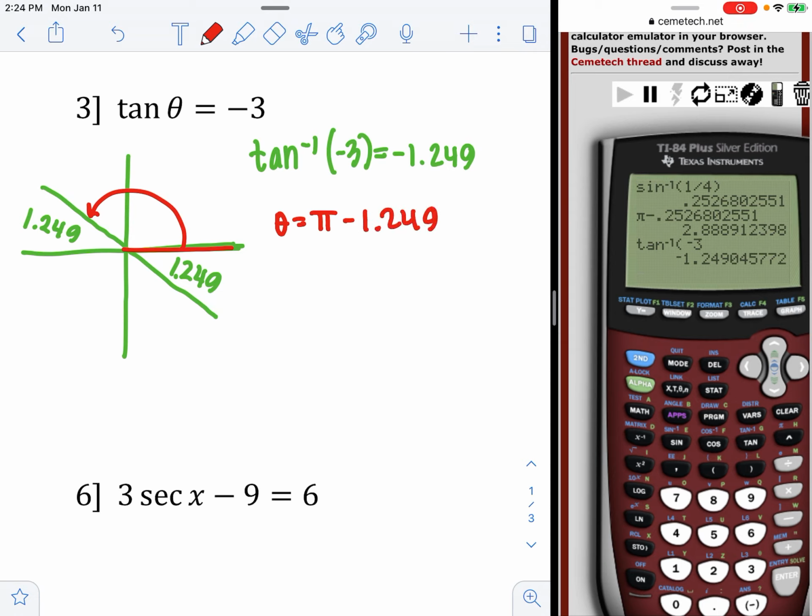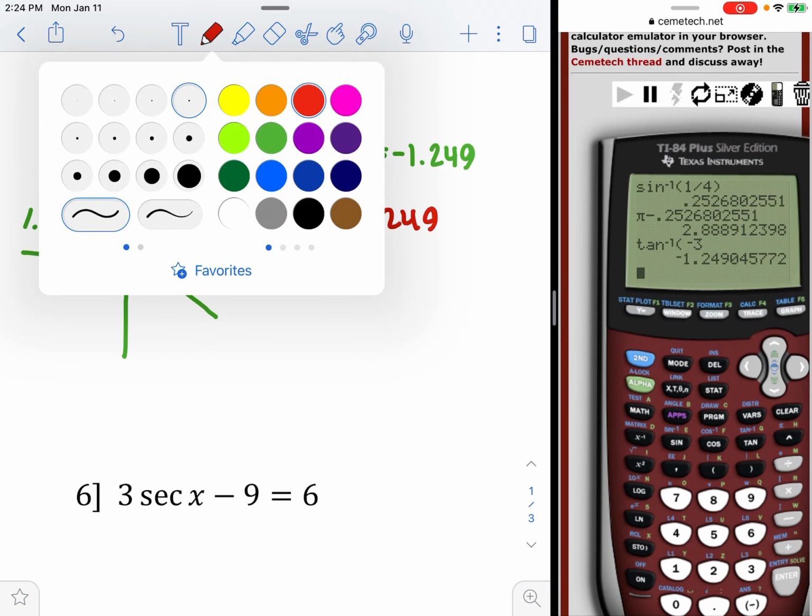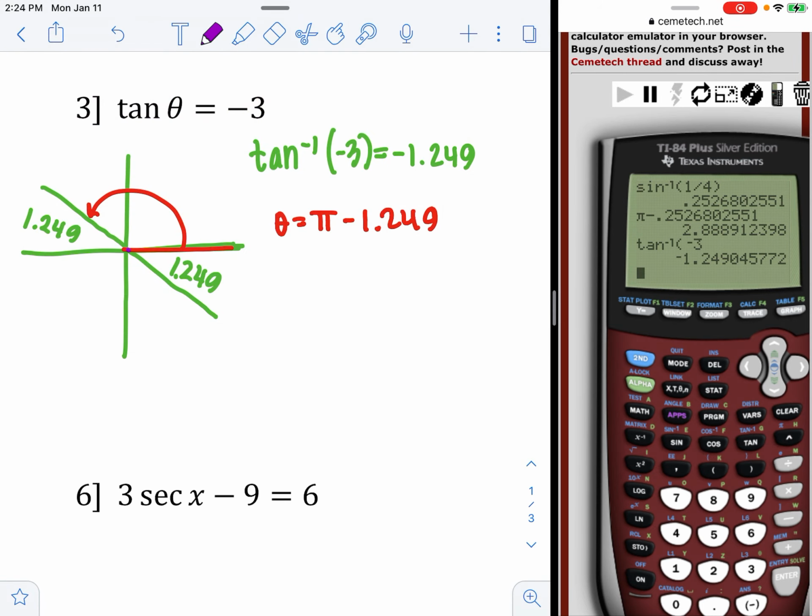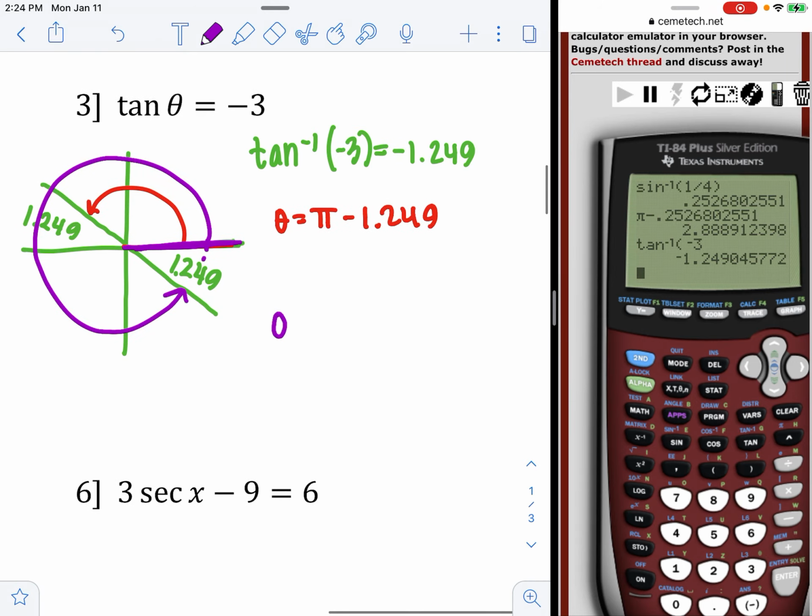Let's think about how to get my second answer really quickly before we put that in our calculator, because that itself is another task. Positive x-axis counterclockwise until I hit the terminal side. How do I get that angle? If you look, this is almost a full rotation, which is 2 pi, but I have to get rid of that 1.249. So my second angle answer is going to be theta is equal to 2 pi minus 1.249. So that's how I'm going to get my two answers.